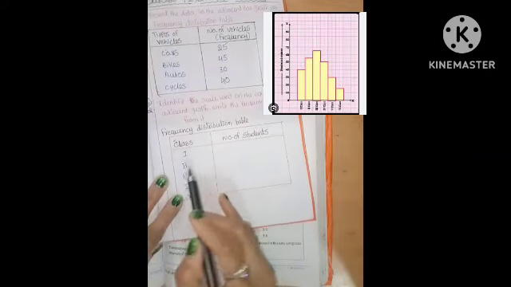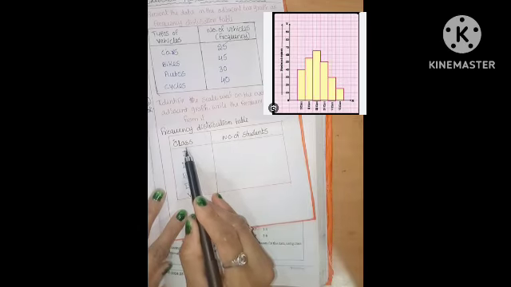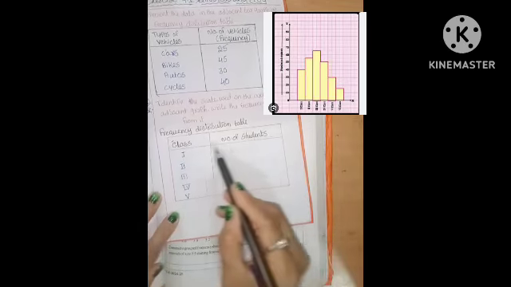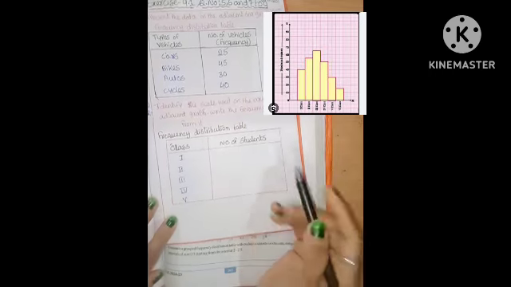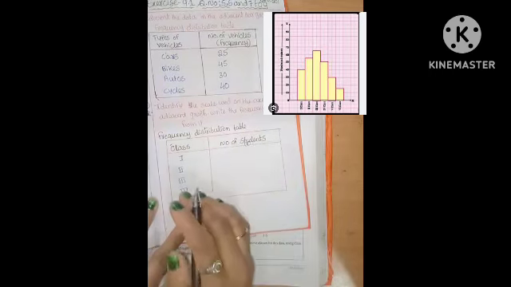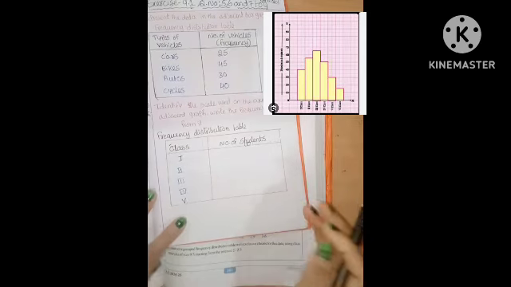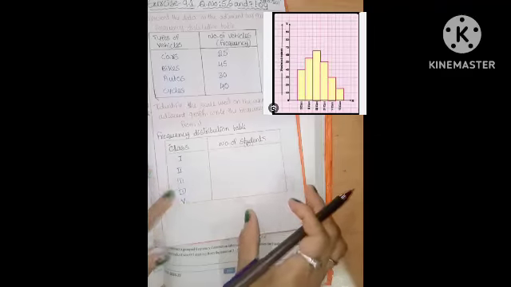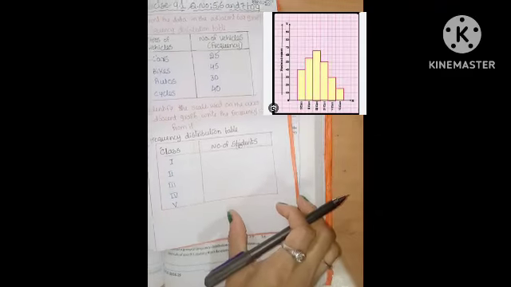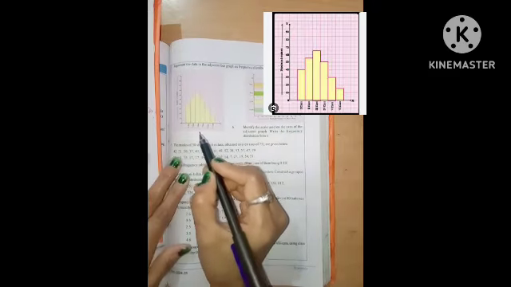First draw a frequency distribution table. This is the frequency distribution table. The first column is class and the second is number of students. Number of students is nothing but frequency only. First class, second class, third class, fourth, fifth, and sixth class. How many classes are there? 6 classes. Class-wise, how many students are there?